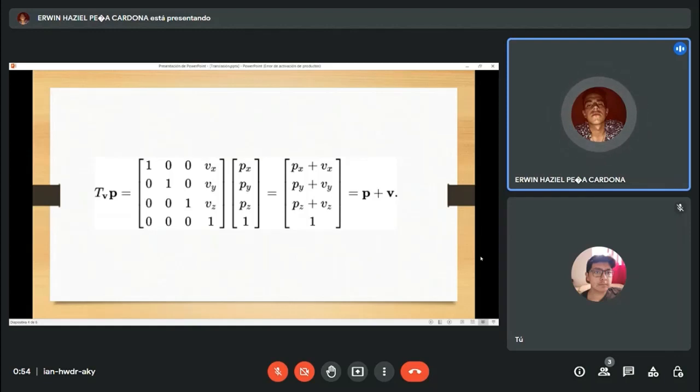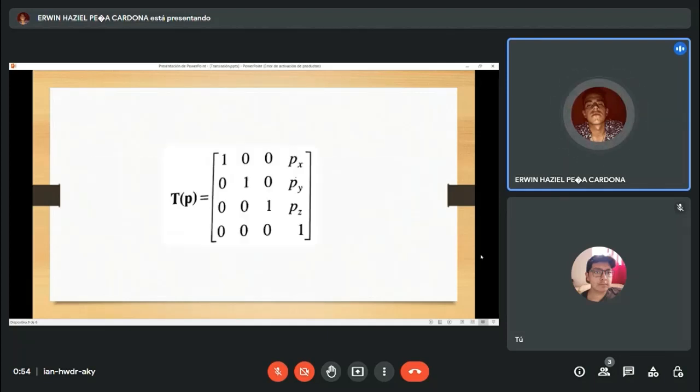To complete this part more, I will think about the homogeneous matrix, which goes hand in hand with the translation matrix. What is a homogeneous matrix? The homogeneous matrix is a 4 by 4 matrix that translates a vector expressed in homogeneous coordinates from one coordinate system to another coordinate system.